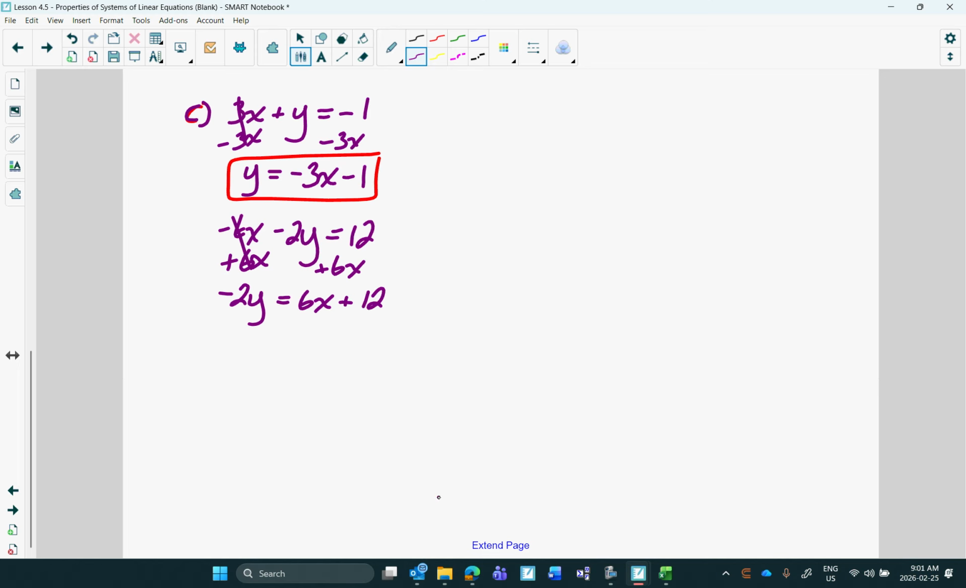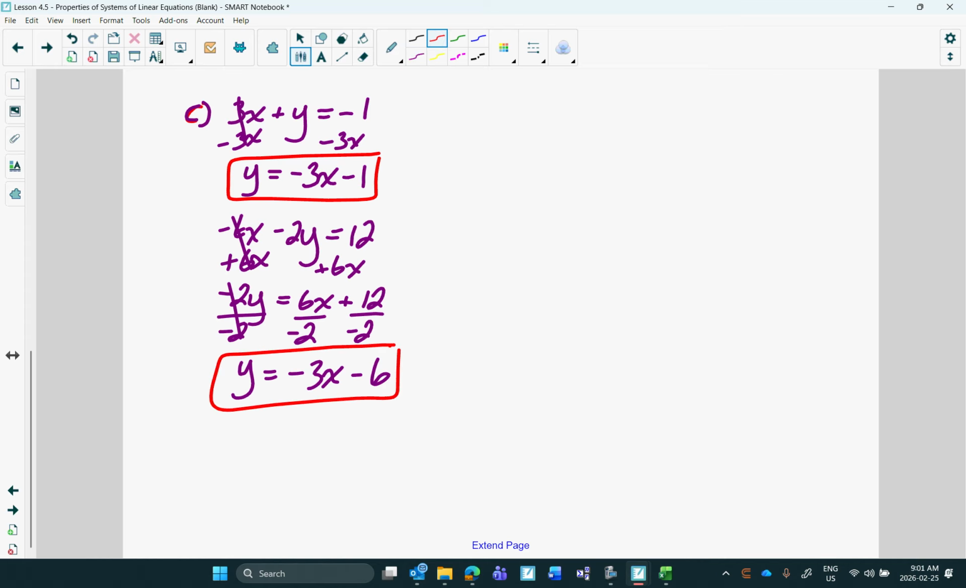One more step to get y by itself. Divide by -2, and we get y equals -3x minus 6. Can you tell me about the slopes? Same, but the y-intercepts? Different, which means they're parallel, which means no solution. Excellent.